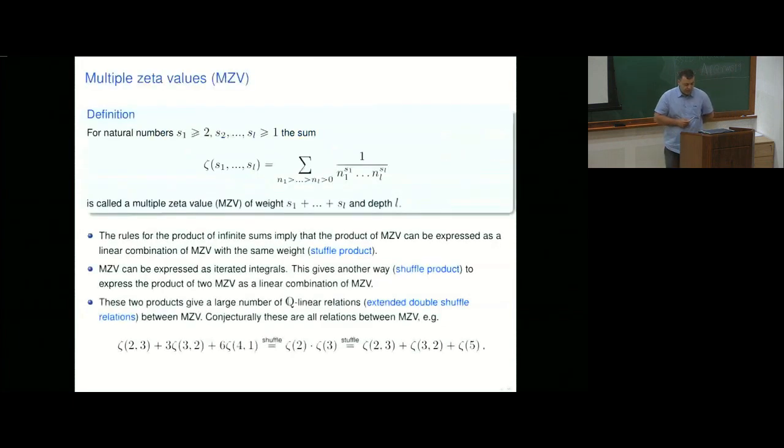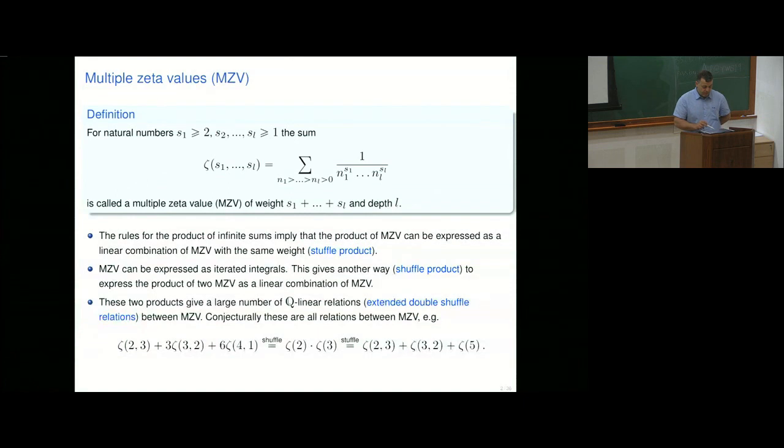Multiple zeta values are real numbers that are given by this sum over cones of integers, with these reciprocal powers, and we assume that all these indices are integers. This is called a multiple zeta value, and it's quite easy to see that if you multiply two such sums, the product can be given as a linear combination of similar sums, and this shows you quite easily that this will be a Q-algebra.